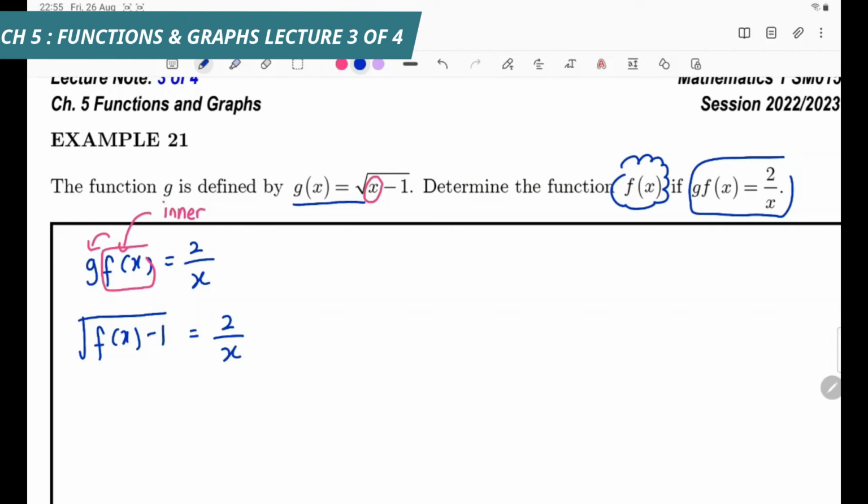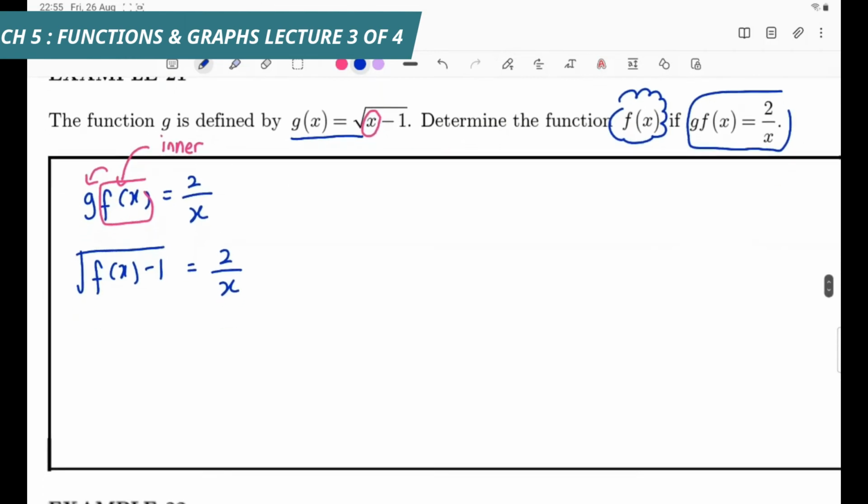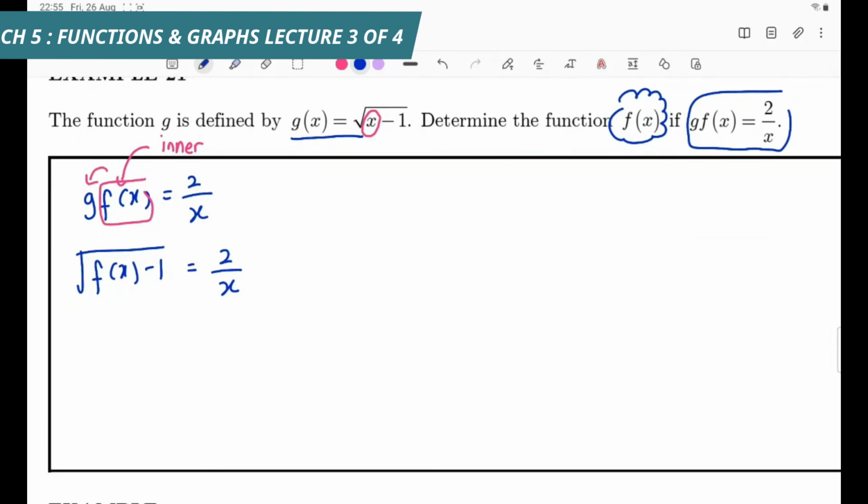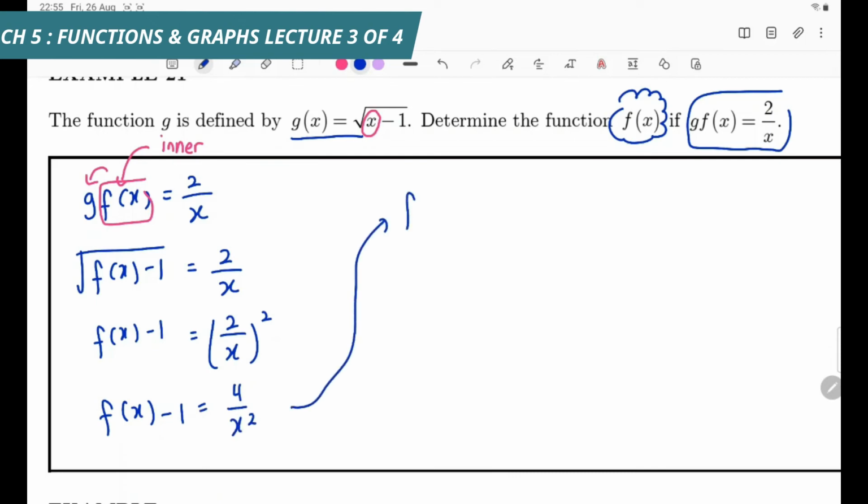If we don't know the inner function, just substitute the inner function into the outer function, and then simplify until we get f(x) as the subject. So move out the square root, become square. Simplify, 4 over x squared. Simplify again. f(x) equal to 4 over x squared plus 1.